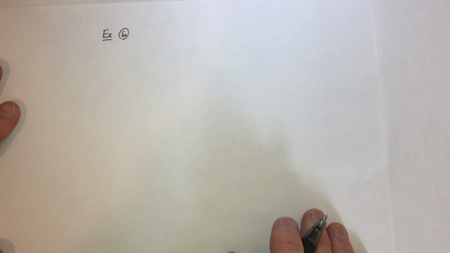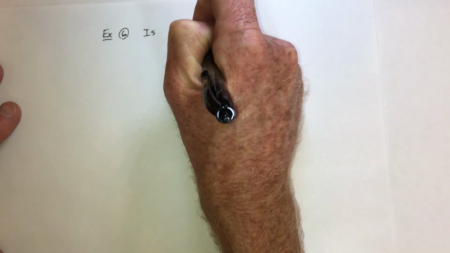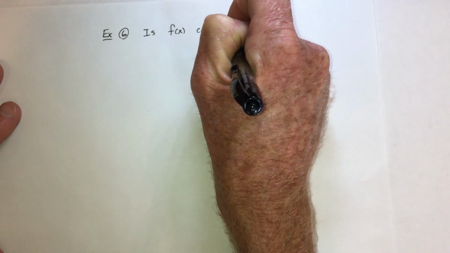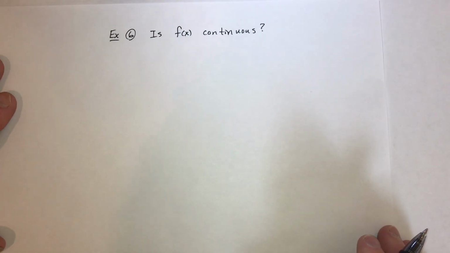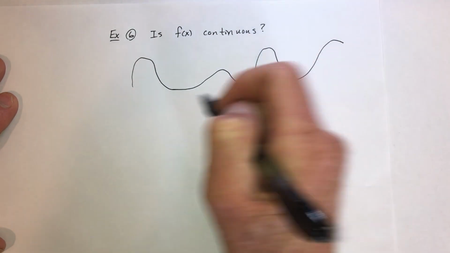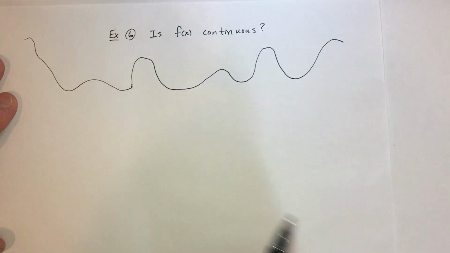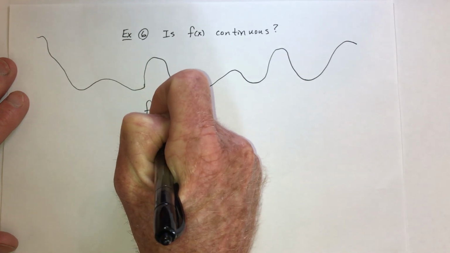And then what about an example with continuous functions? Example number 6. Is f of x continuous? So in other words, it has no holes, no gaps, no jumps. This is a continuous function. Now that's not the example I was going to give, I just was playing around.